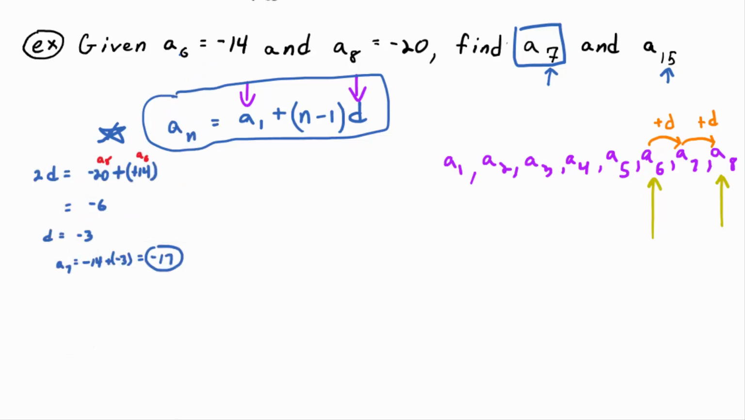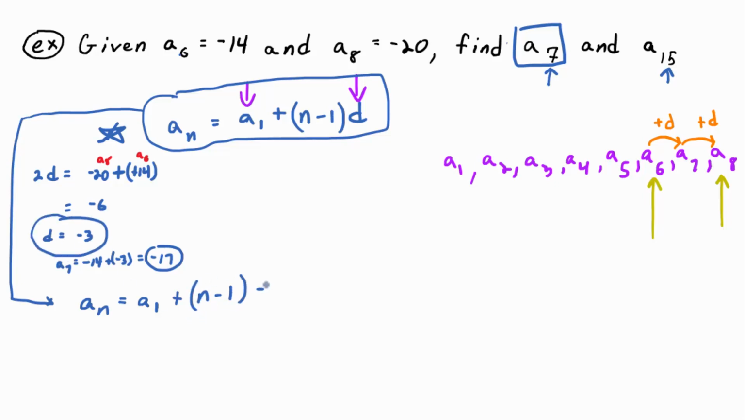So once we know D, this formula becomes, we don't quite have everything we need. We don't know what A1 is yet, do we? We have A1 plus n minus 1 times D, and D was negative 3, right? Can anybody think of a way, other than recursively going backwards and getting down to A1, to get A1? Using something we haven't really used all that much yet, A8. A8's negative 20, right? So think about what that means.